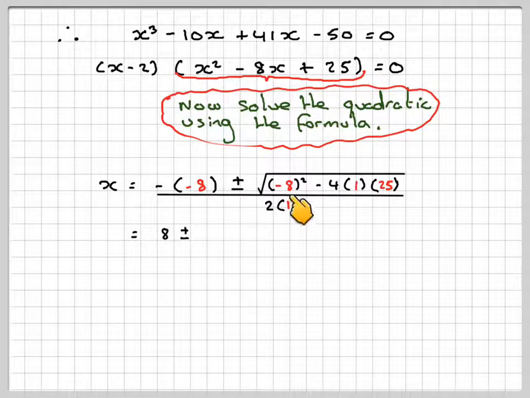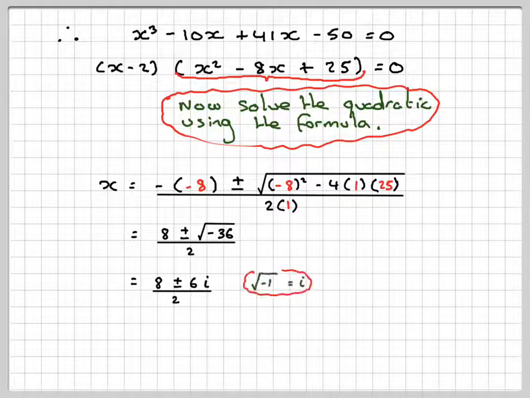So it's going to give me 8 plus or minus the square root of 64 minus 100, that's the square root of minus 36, over 2. Now we know we can't take the square root of minus 36, but we know the square root of minus 1 is equal to i, and the square root of 36 is 6, so we can write that as 8 plus or minus 6i all over 2. Now, because 2 goes into both 8 and 6, we can say that comes down to being 4 plus or minus 3i.